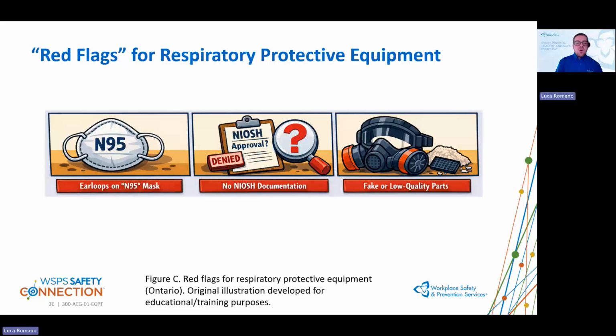The actual components can be fake or even low quality. As an example, going back to my full facepiece respirator example, when we were helping a client, we had a look at the respirator itself and the filters. When we opened the filters, they didn't have anything inside them other than a little paper thin membrane, which right away was a huge red flag.